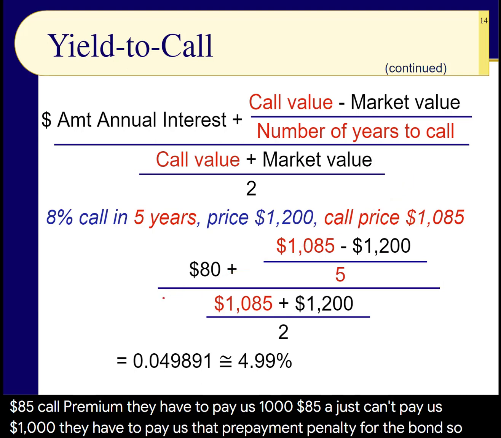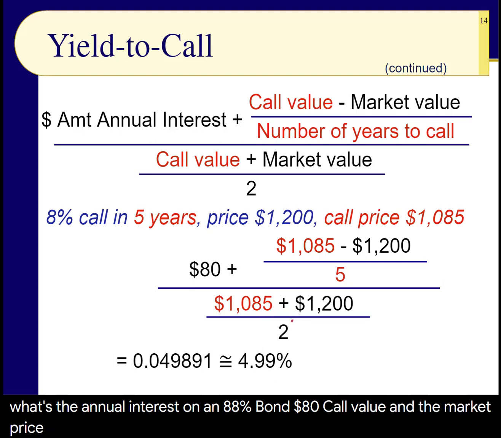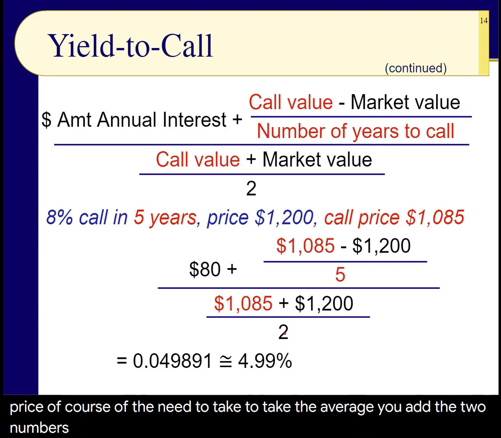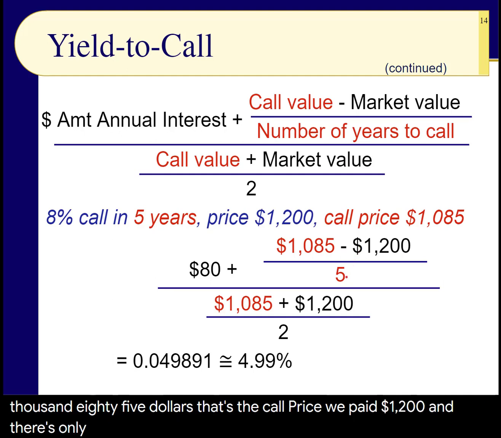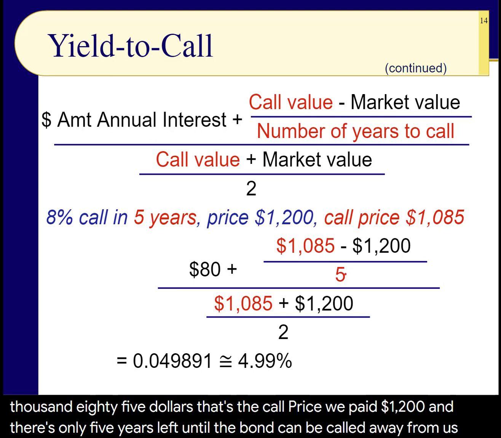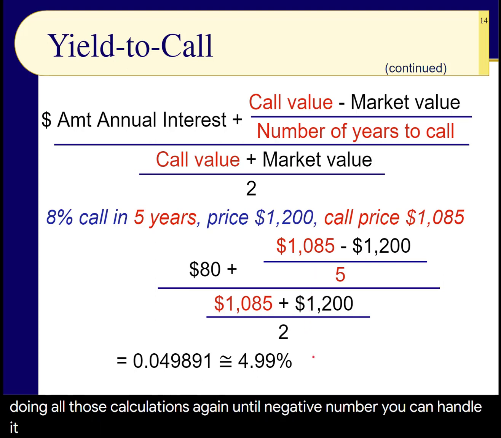So what's the annual interest on an 8% bond? $80. And then here we take the average of the call value and the market price. Of course, so you take the average, you add the two numbers and divide by 2. And up here we say, look, we're going to get $1,085. That's the call price. We paid $1,200, and there's only 5 years left until the bond can be called away from us.